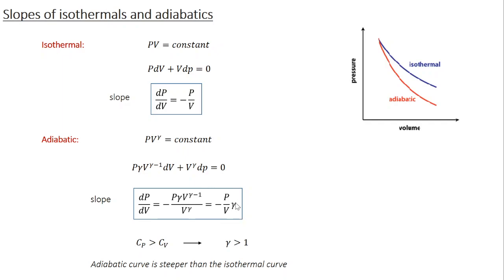As I have said earlier, gamma is the ratio of Cp to Cv, Cp divided by Cv, and we know that Cp is always greater than Cv, which means gamma is always greater than 1. So you are multiplying the isothermal slope by a factor which is always greater than 1, which means the slope of the adiabatic curve is always greater than the slope of the isothermal graph. In other words, the adiabatic curve is steeper than the isothermal curve, and concomitantly you will find the work done during an adiabatic process is less than the work done during an isothermal process.